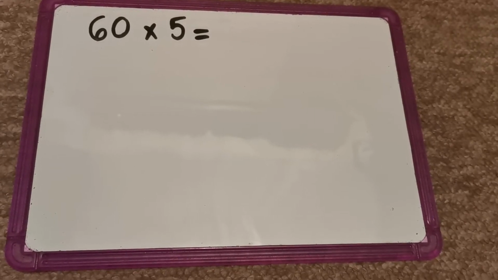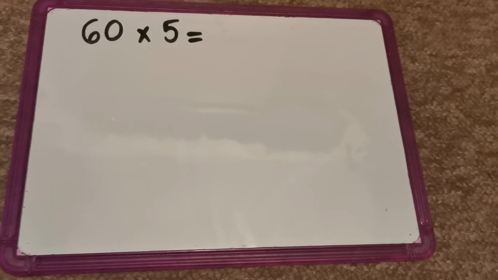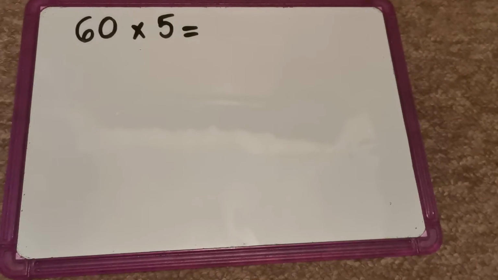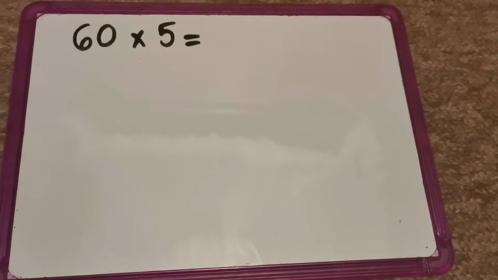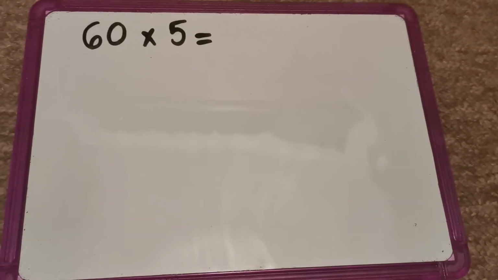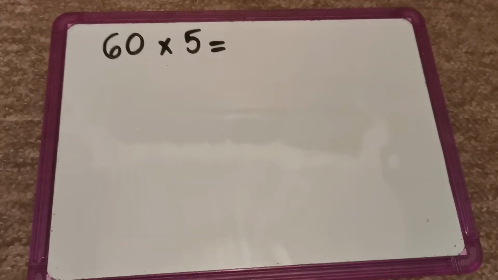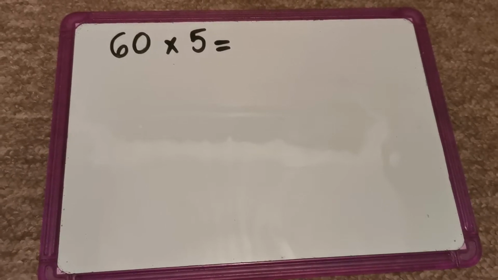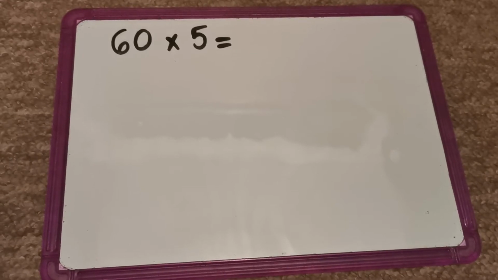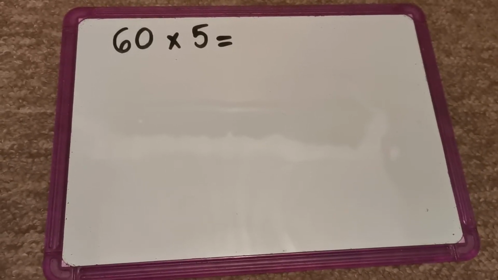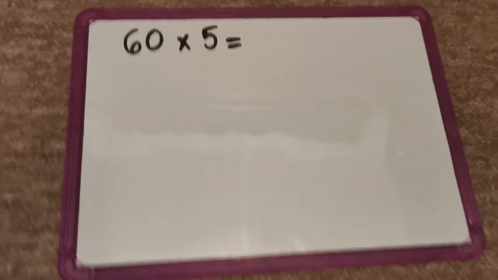So 60, and we're multiplying it by 5. So 60 multiplied by 5. Is the formal written method going to be the most efficient method to solve this calculation? I wouldn't use the written method here because it would probably take me quite a long time to write out the question before I've even solved the answer. I'm going to use my knowledge of number facts to help me solve this question, and I'm also going to use my knowledge of multiplying by 10 to help me as well. So let's have a look.